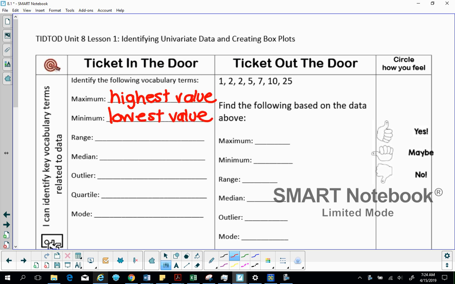Corey, what's the range? The difference between the highest and lowest, or your max minus your min. The range also tells you the spread of your data. So how spread out your data is. Tyreek, what's the median?